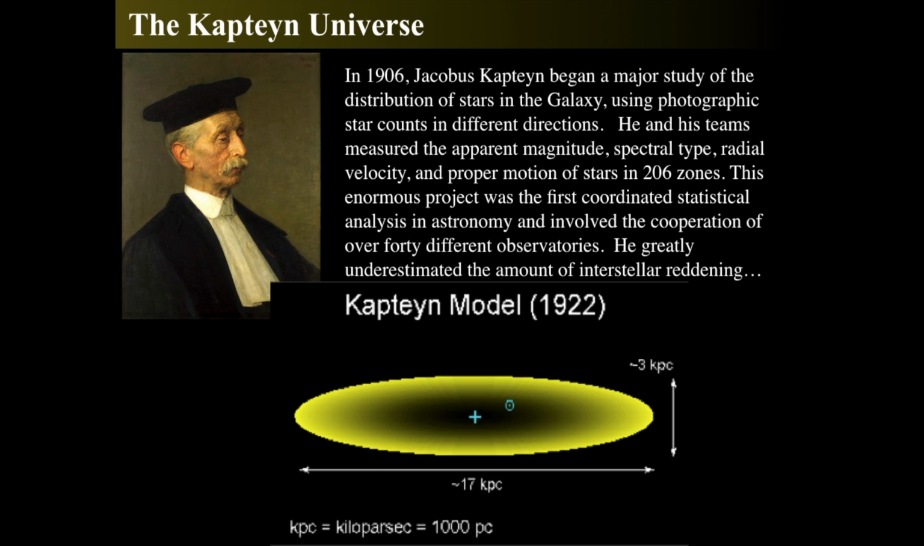And in 1922, he published his concept of the map of the cosmos, that the universe or the Milky Way, the galaxy itself, the sun was not at the center. There were lots of stars. Many of them were very far. The diameter of this disk-like structure was about 17 kiloparsecs, or 17,000 parsecs, or 34,000 or 40,000 light years, and about 12,000 light years thick.